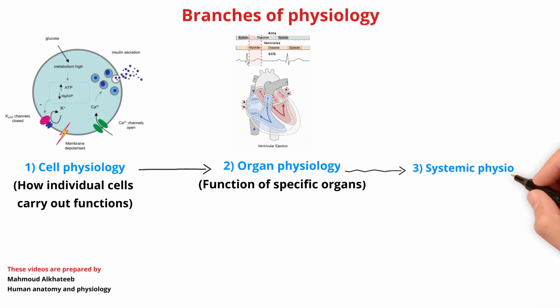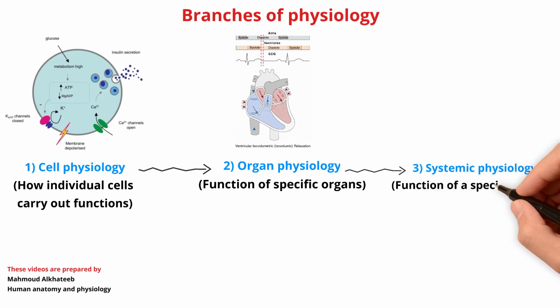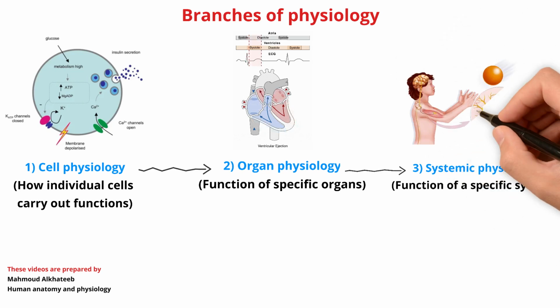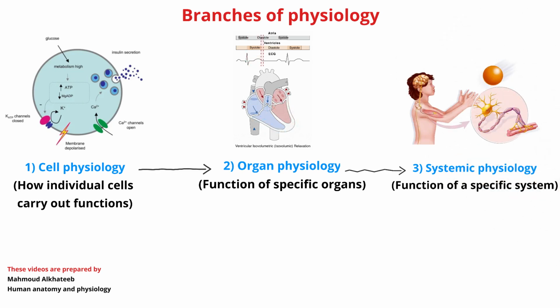Systemic physiology examines how organ systems, like the respiratory system and cardiovascular system, function together to perform complex tasks. Also, the nervous system and muscular system work together to allow movement. The brain sends signals to muscles to contract, enabling voluntary actions like walking or lifting.